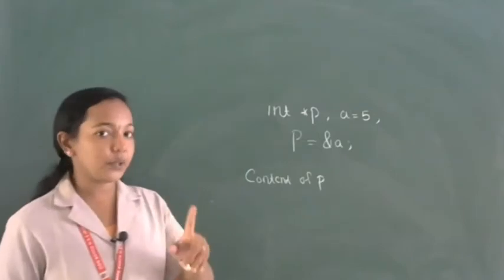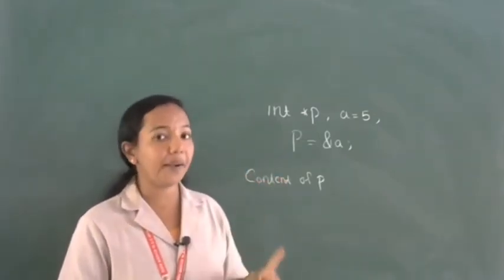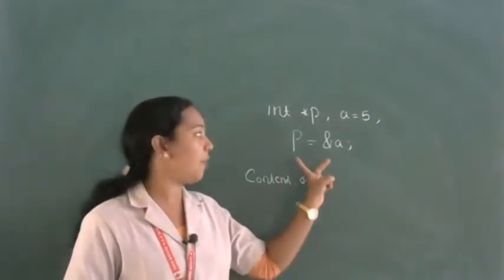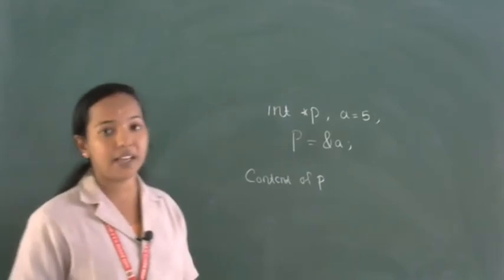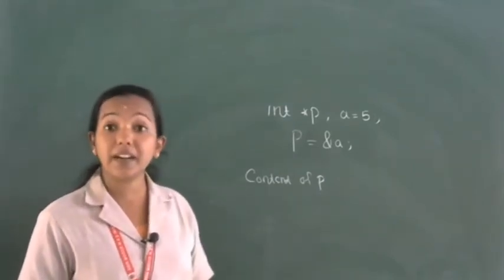Clear? So the first question was, what is the speciality of variable p? P is a pointer variable. Second question, what will be the content of p after the execution of the second statement? The variable p contains the memory address of a.